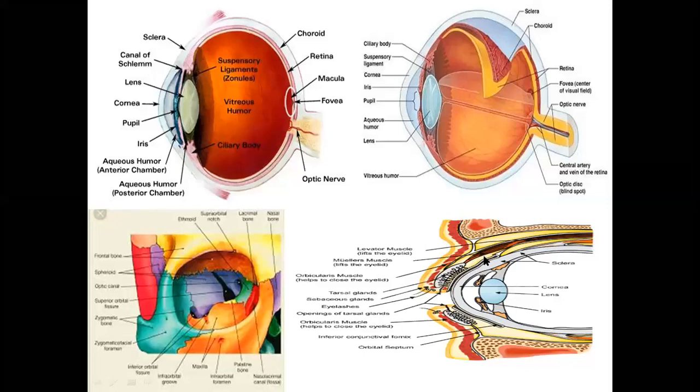ठीक है. So the white portion of the eye seems to be red because of the inflammation of the blood vessels of the conjunctiva. तो ये आपका हम पढ़ेंगे आज conjunctiva. अच्छा, now lid, what is the anatomy of the lid?